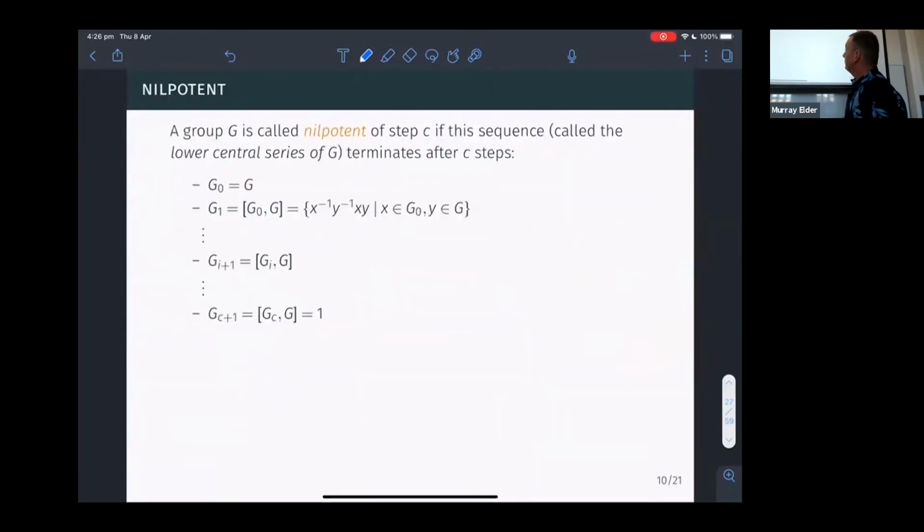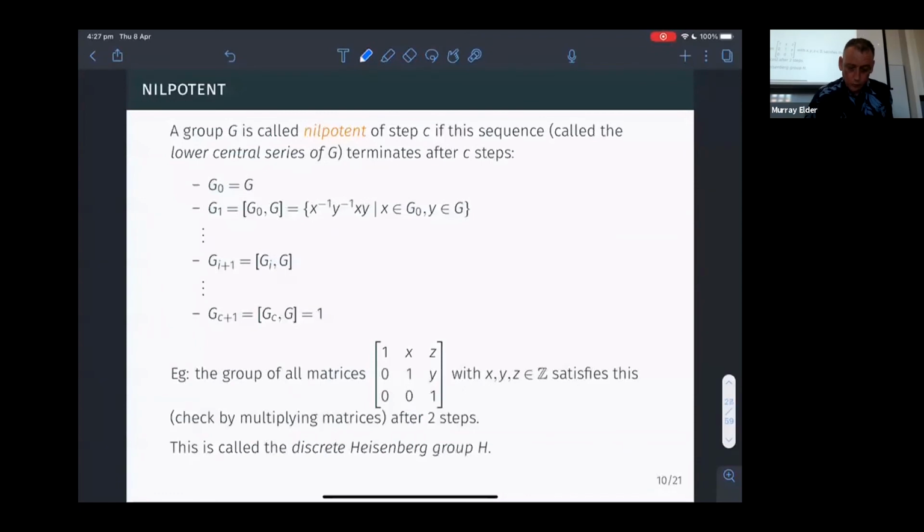This is the definition of nilpotent from Wikipedia, if you like. A group is nilpotent of step c if the lower central series terminates after a finite number of steps, where you start with a group, take a new group, the commutators, and iterate that process. Obviously an abelian group would stop very quickly, and the group of matrices, I only really have two examples in this whole talk, also satisfies this. This was also on my linear algebra exam, but it could conceivably be there.